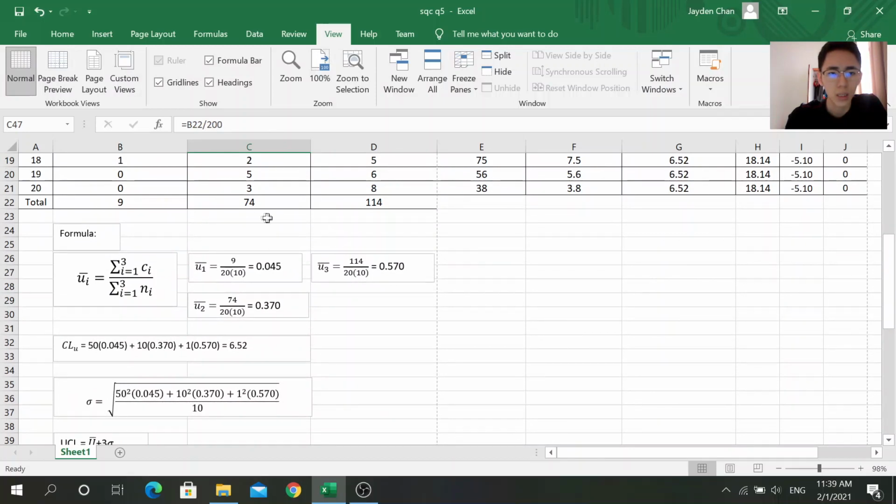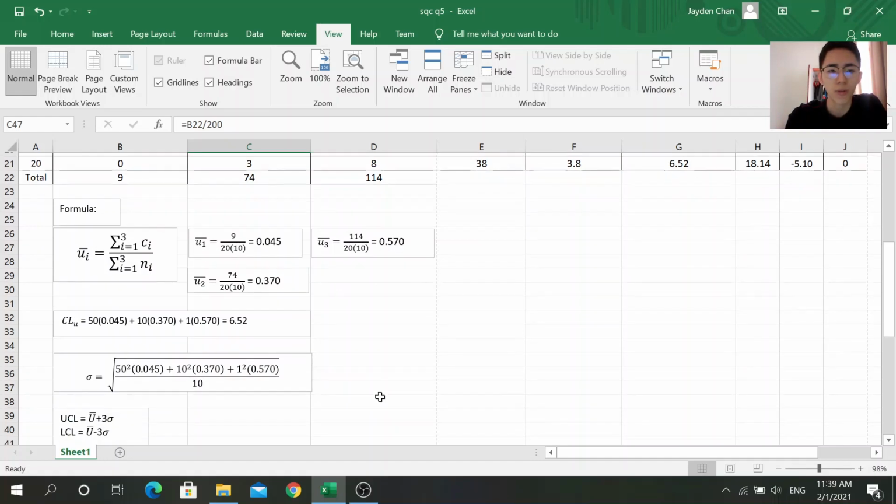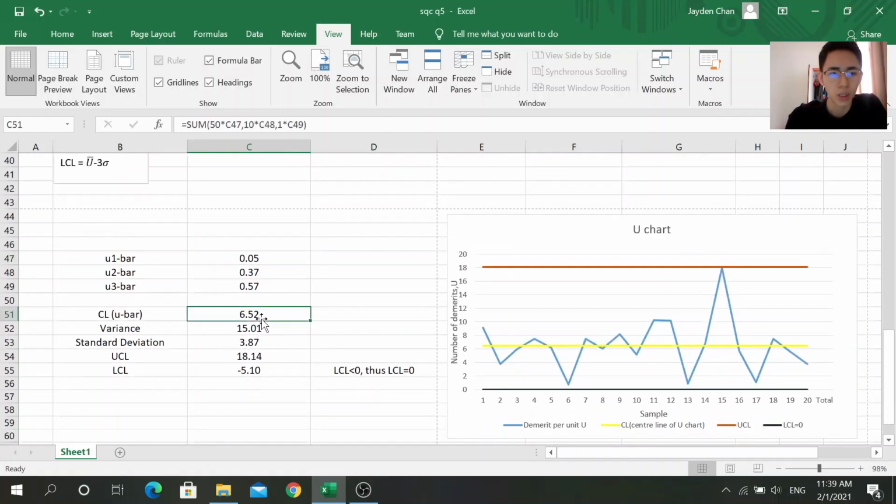And next, look at the center line of the U chart. It's also very simple. We use 50 times U1, which is their weight, and 10 times U2, and 1 times U3. And finally, we get 6.52. And as shown here, this is the sum of them.